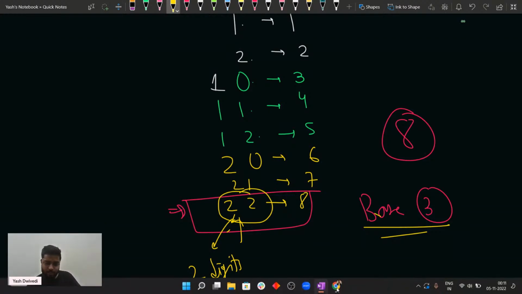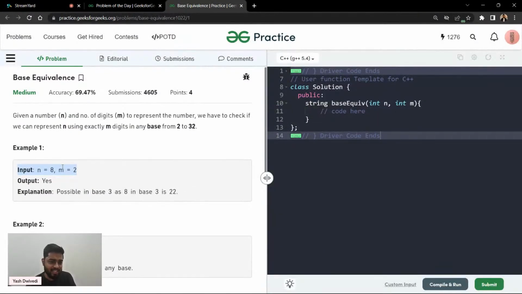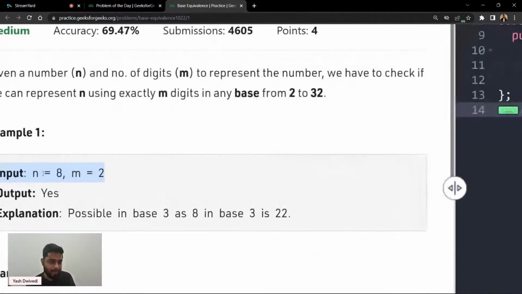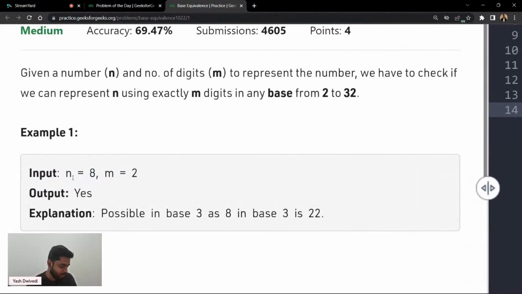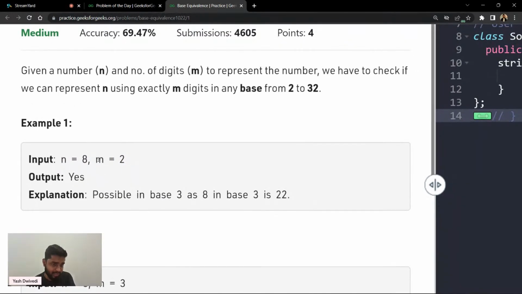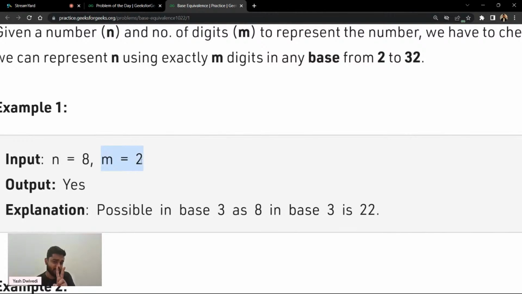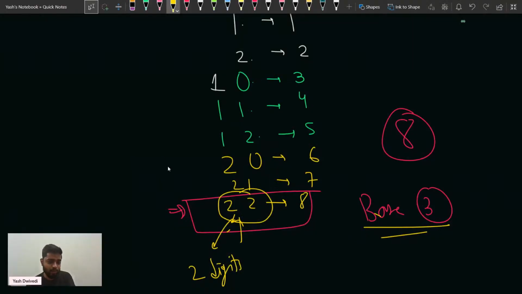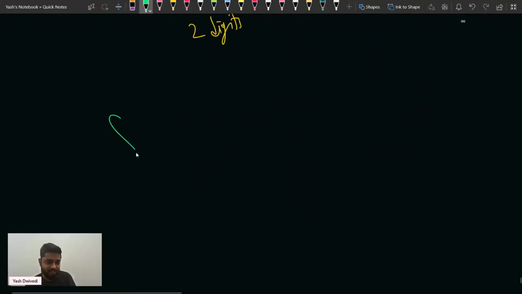That is why in this problem, if you observe, it says that if m is equal to 8, that is the number 8, and you have to represent it in m equal to 2 digits. So I can say that if 8 is there, is there any base for which this works? M is nothing but the number of digits, so this is nothing but 2.